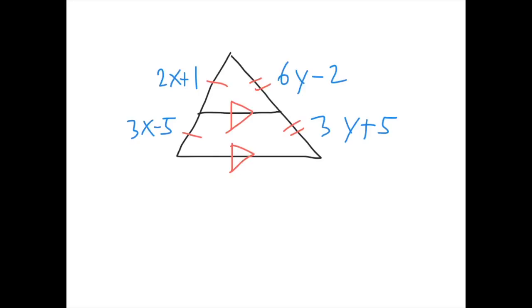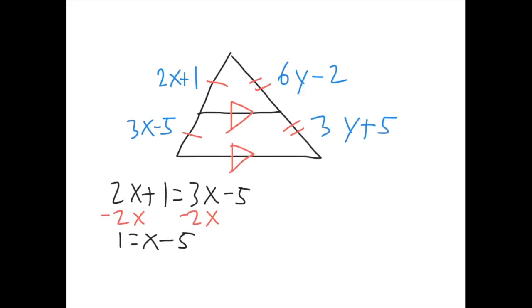So that gives us 2x plus 1 equals 3x minus 5. Subtract 2x from both sides. Gives us 1 equals x minus 5. Add 5 to both sides, and that gives us 6 equals x, or x equals 6. So we know x equals 6, and then we can do the same thing to the other side.